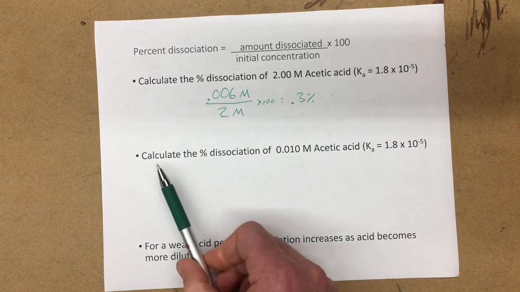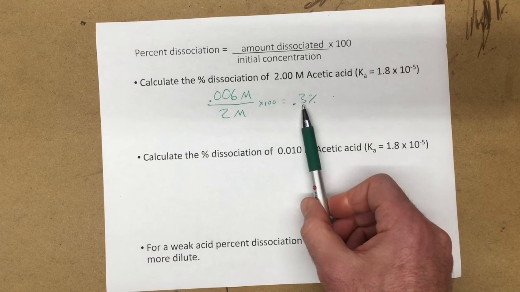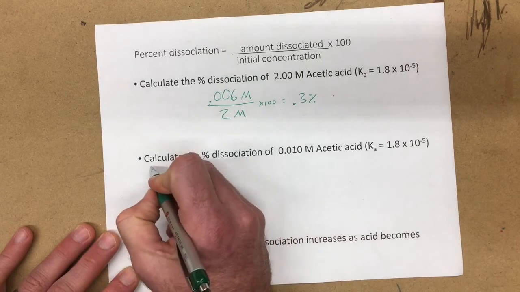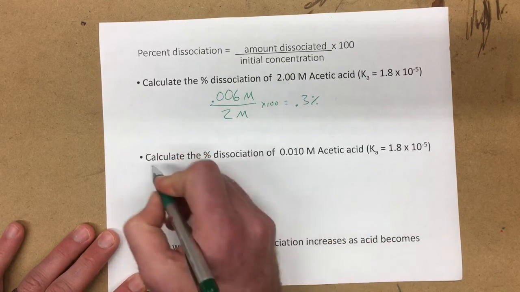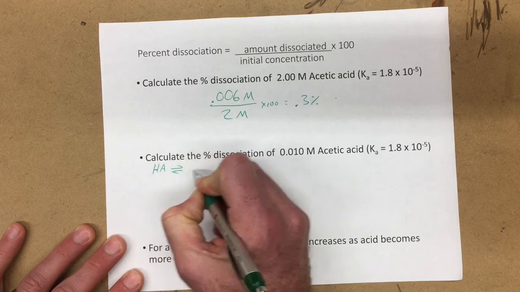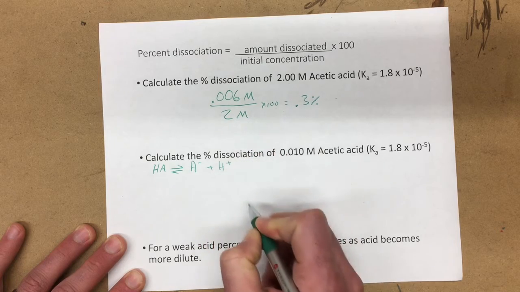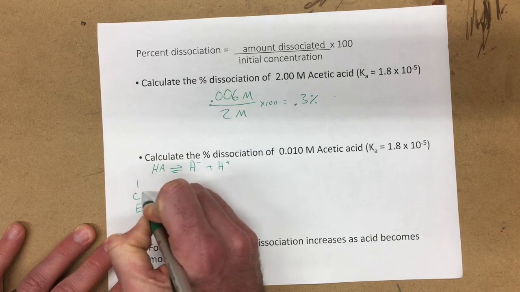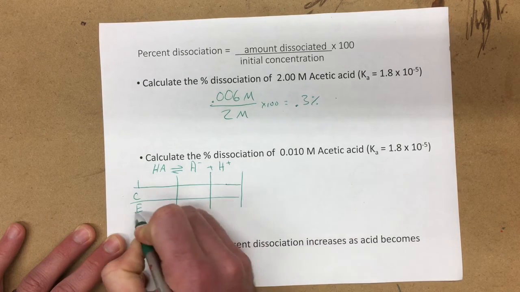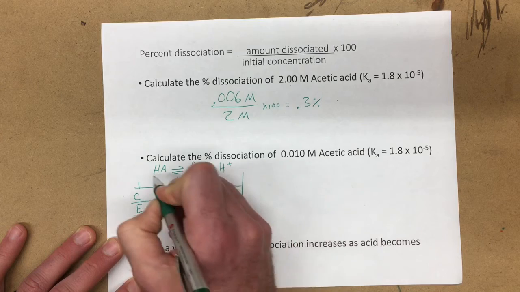Let's do that calculation one more time. This time we're going to do the percent dissociation of a 0.01 molar acetic acid solution. So we'll see that percent dissociation depends on the original concentration. For this, we'll need to do another ice table to find the hydrogen concentration at equilibrium. So we have HA, our acid, reaching an equilibrium with the conjugate base and the hydrogen ion. We'll make an ice table. It's going to look just like the one we did on the last problem. The only difference is the initial concentration is quite a bit lower. So our initial concentration of the acid this time is only 0.01.